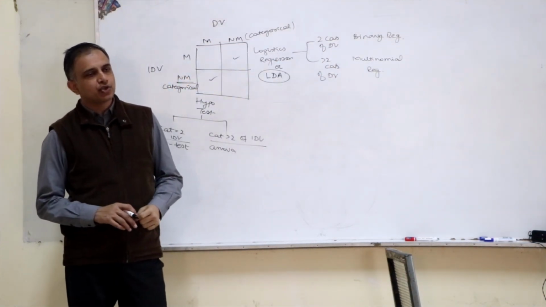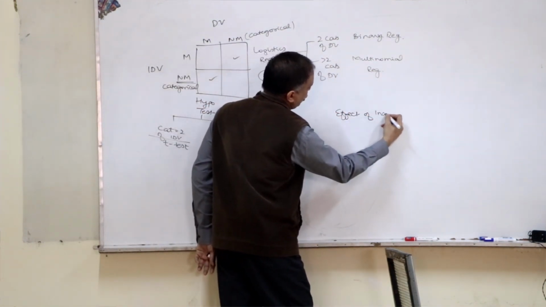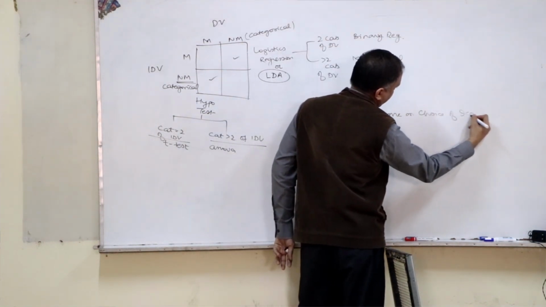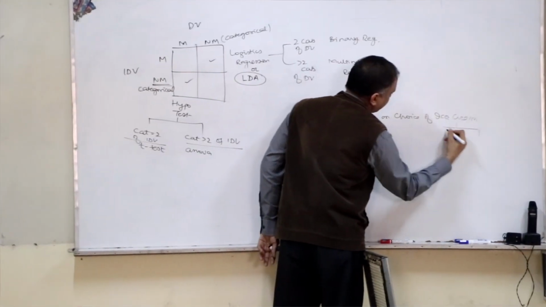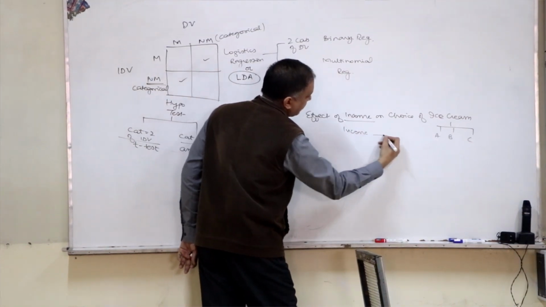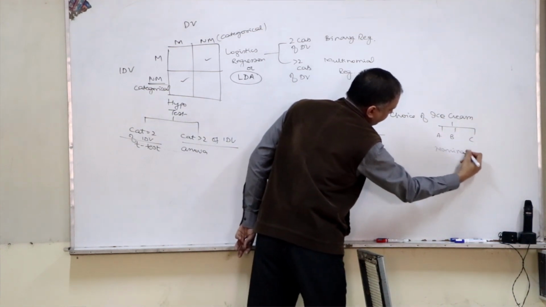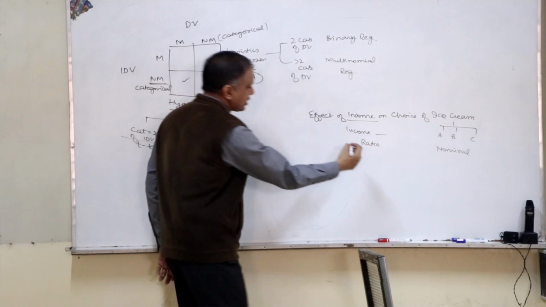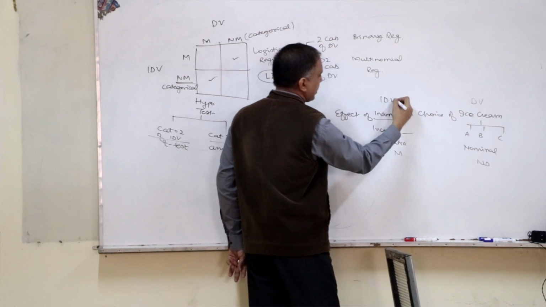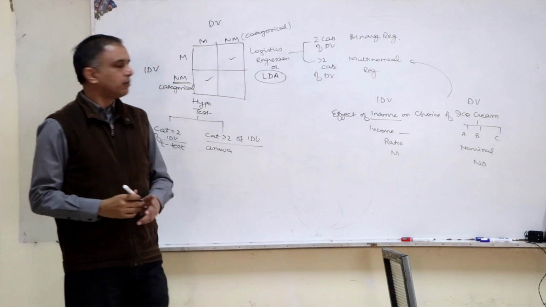So, the correct answer for the question I asked, the effect of income on choice of ice cream. Where ice cream has three brands A, B, C, and income is asked as, what is your income? So it is ratio. It is nominal. So this is metric, this is non-metric, this one is dependent, this one is independent. So the correct answer in this case, the exact answer, is multinomial regression.